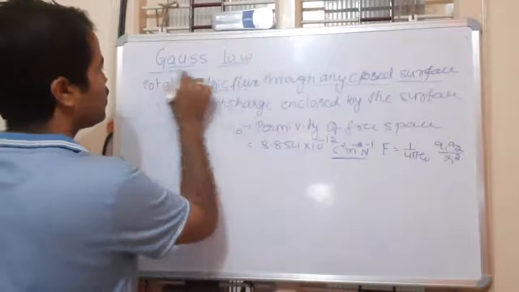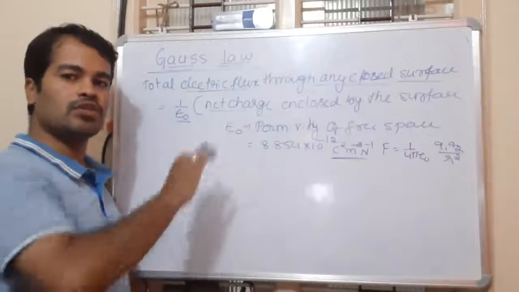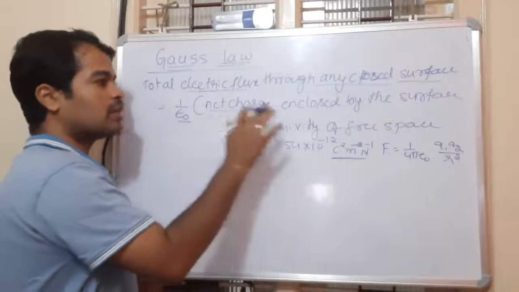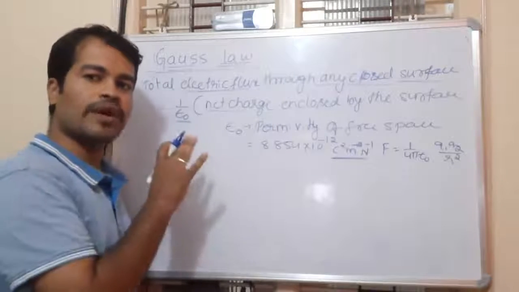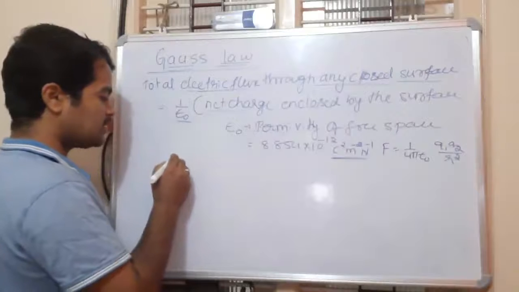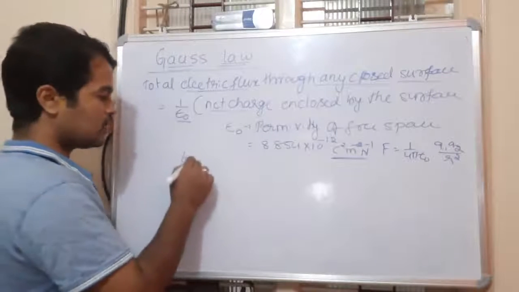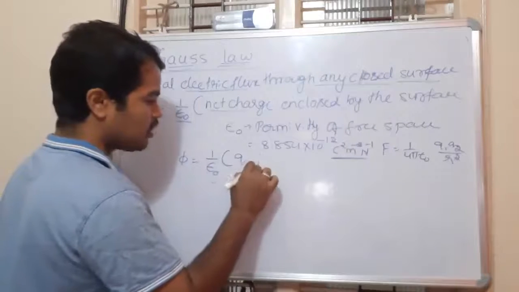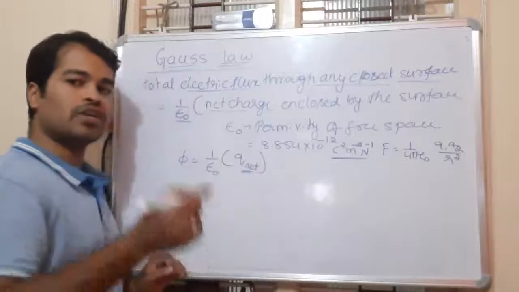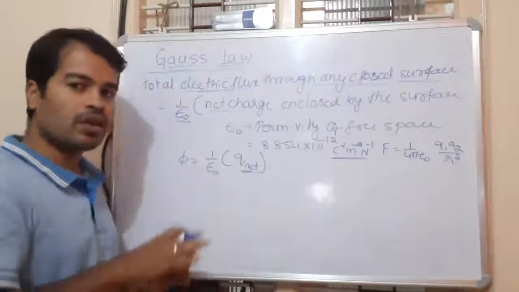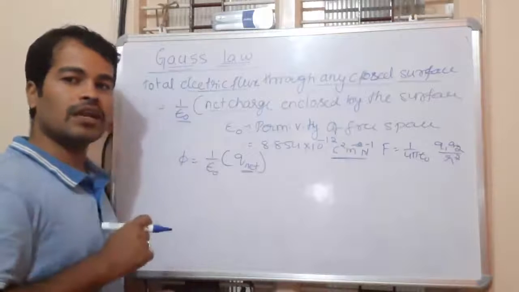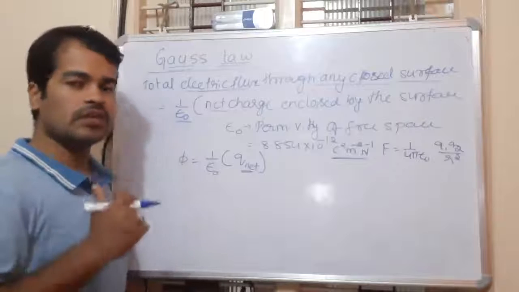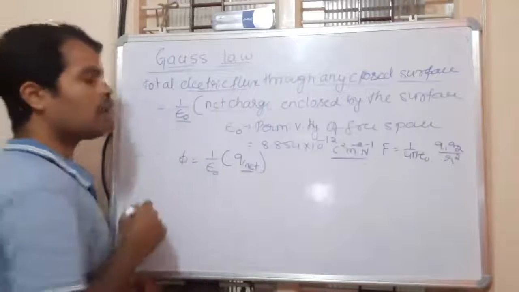So Gauss law says the total electric flux through any closed surface is equal to 1 by epsilon naught times the net charge enclosed by the surface. It is for air or vacuum medium. Mathematically it is written as phi, the total flux, equal to 1 by epsilon naught times q. While taking the net charge q, you should take the charge inside the surface, not outside. But when you are calculating electric flux due to an electric field, you need to consider charge even outside the surface. This is what Gauss law says.